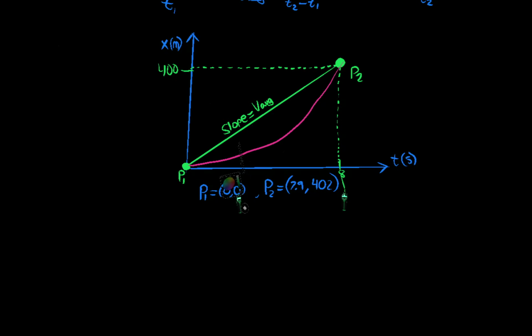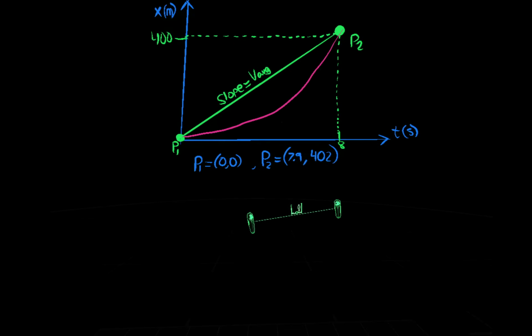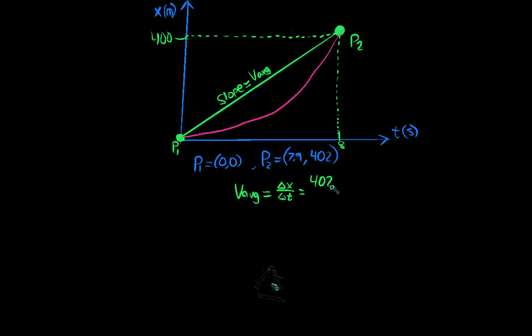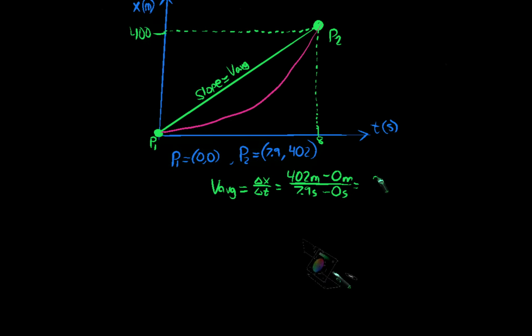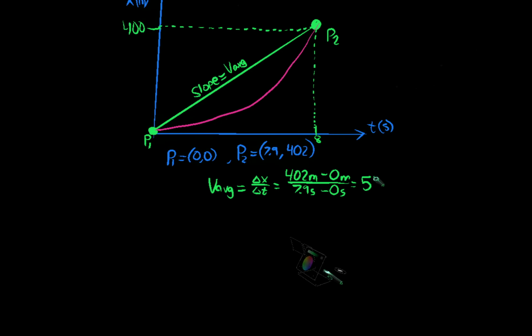And so to find this average velocity, other than measuring the slope, you would just take V average is equal to delta x over delta t, which is the distance traveled, 402 meters minus 0 meters, our initial, divided by 7.9 seconds minus 0 seconds, which turns out is something close to 51 meters per second.